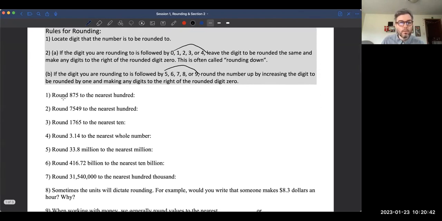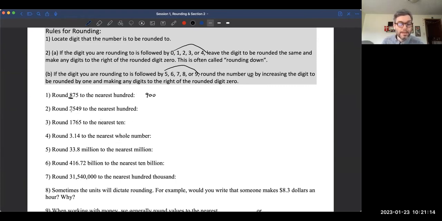All right, so round 875 to the nearest 100, not hundredths, but 100. What number is in the hundreds place? 800. So I need to round to this number. I look to the next number, which is 7, and that tells me I'm going to go up. Now you already know this, I know, but we need to go up. So there I got 900.